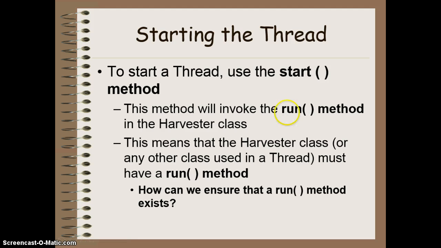The side effect of this is that it means that the harvester class has to have a run method in it. In fact, any class that is going to be used in a thread has to have a run method in it. So Java needs to be assured that there is a run method existing inside this class before I try to start using it in a thread. I don't want to make a thread and then find, uh-oh, there's no run method here. So I've got to make sure that there is that run method there.